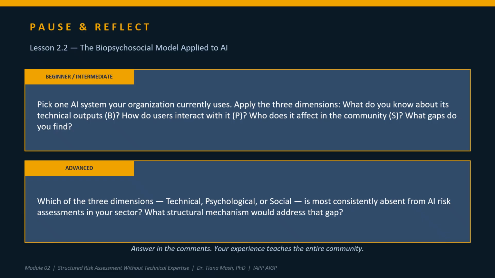Question 2 asks which of the 3 dimensions, technical, psychological, or social, is most consistently absent from AI risk assessment in your sector. If you work in the public service sector, my guess is it's the psychological dimension. If you work in financial services, it is probably the social. Drop your answers in the comments and let's see if I'm right, just out of curiosity.